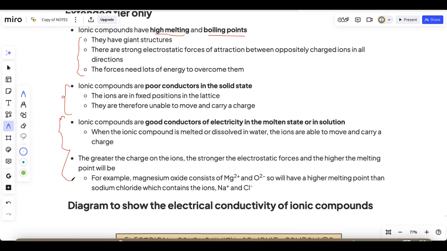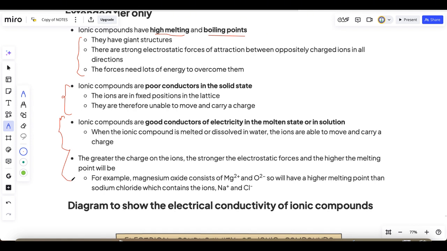When you melt it, it is able to conduct because the charges will be able to move from place to place to carry the charge. The ions are able to move, so it can conduct electricity. Or when in solution also, they are able to move to conduct electricity. So the ions are able to move to carry the charge. Please take note, the ions will be able to move when they are molten or in dissolved form, to carry the charge.